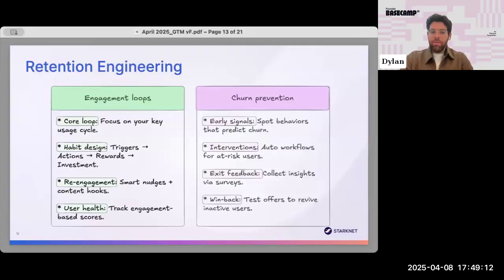Retention is often more important than acquisition. A 5% improvement in retention can yield multiples higher customer lifetime value. On these engagement loops, you're going to want to focus on your core usage cycle. The main actions users repeat to get value. You want to design habit forming experiences with triggers, actions, rewards, and investment opportunities. Create smart re-engagement mechanisms that actually track user health with engagement scores.